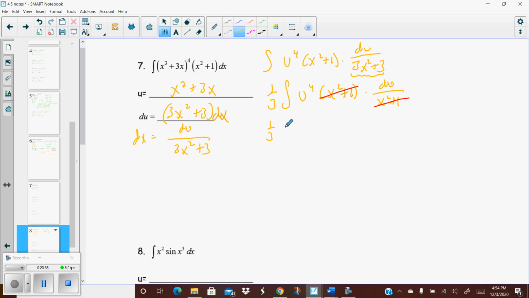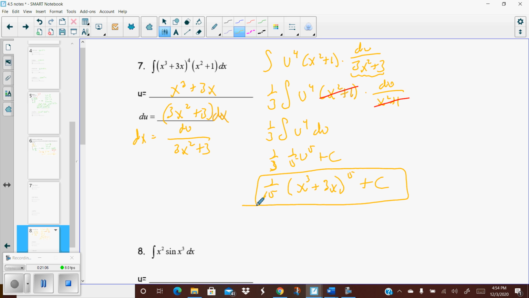So I'm going to get the integral of 1/3 u to the 4th du, and you should agree that that makes it much, much easier at this point. So that'll be 1/3, so 3. U to the 4th is going to become u to the 5th times a 5th plus c. So that'll become 1/15. Replace the u with x cubed plus 3x to the 5th power plus c. Okay, mostly because of the factoring on that one, I found that one to be an interesting problem that I thought we should work on.